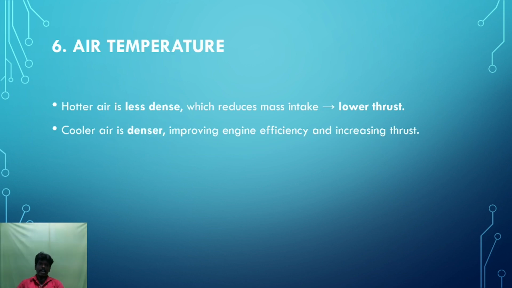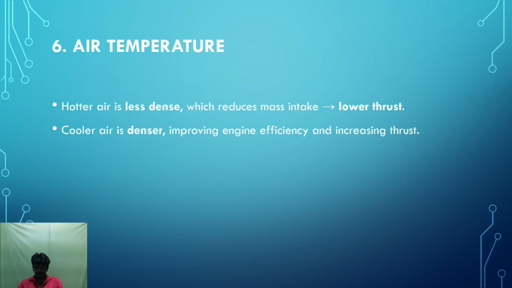The next one is air temperature. Hot air is less dense, cooler air is denser. Hot air reduces mass intake, that's why we get lower thrust. Cooler air is denser, that's why we get more engine efficiency and increased thrust. So air temperature plays a major role in creating thrust. In a cooler air region, we produce more thrust.